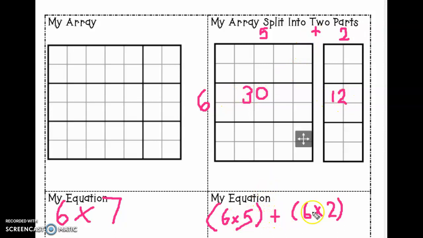So 6 times 5 plus 6 times 2 equals what? 30 plus 12. Well, 30 plus 12 is 42. And that's the same thing as 6 times 7. 6 times 7 is 42. So that's one way that we can look at shapes and determine the area of them by breaking them apart. Let's do another one together.